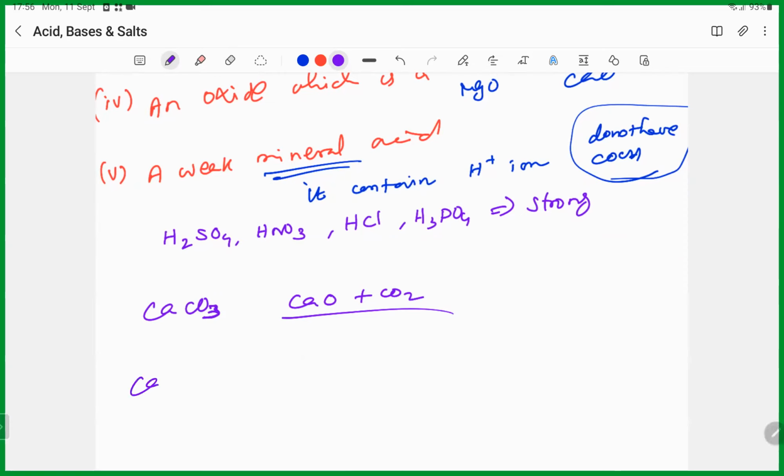Suppose I am taking calcium hydroxide. You have to prepare calcium carbonate. How will you prepare?